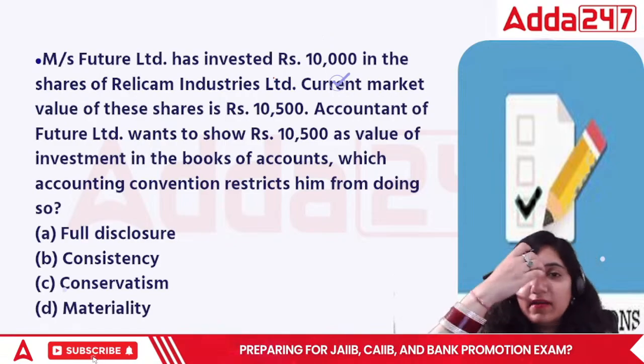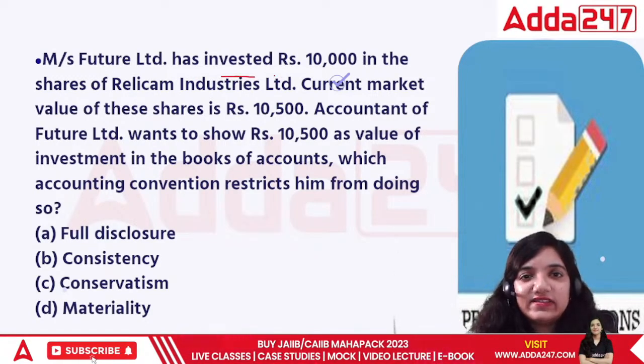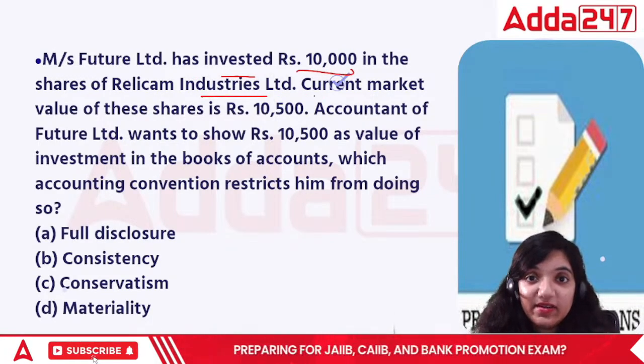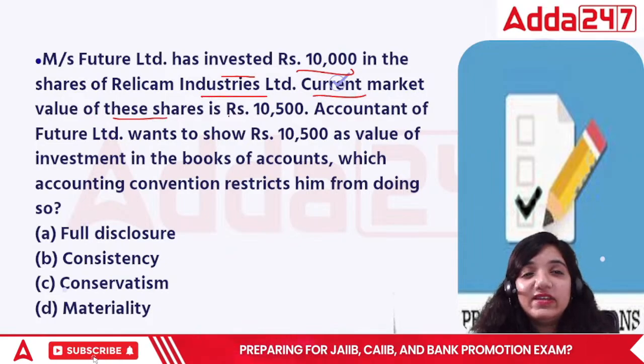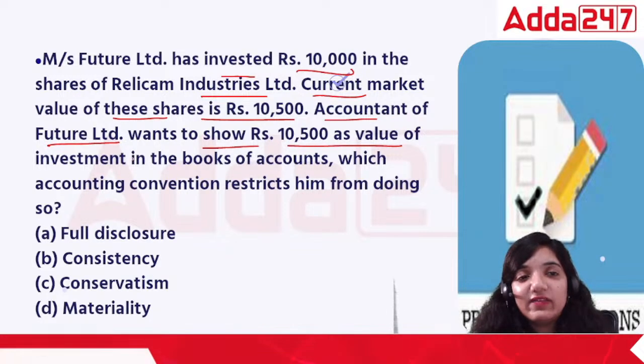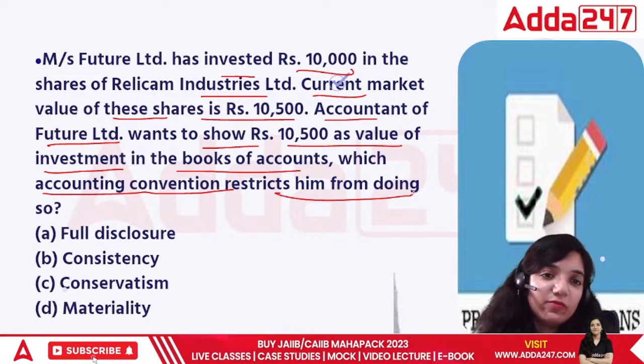Okay. Next question. It says Messrs Future has invested rupees 10,000 in the shares of Relicam Industries Limited. The current market value of these shares is rupees 10,500. The accountant of Futures Limited wants to show 10,500 as the value of investment in the books of accounts. So which accounting convention restricts it from doing so?